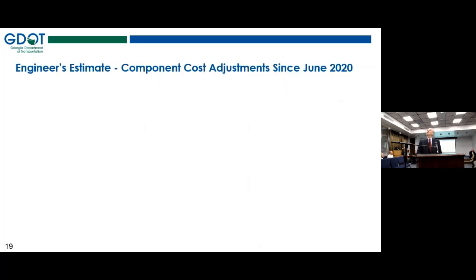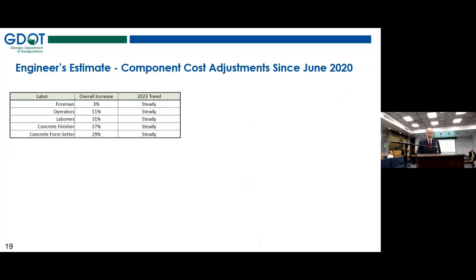So my last area I want to present to you is how we've made some of the component cost adjustments, increases in our engineer's estimate. The first table I'll show you is how we've accounted for some of these labor categories. This is since June of 2020. We've increased foreman's costs in our components cost in our estimate by 3%, up to 31% for laborers.